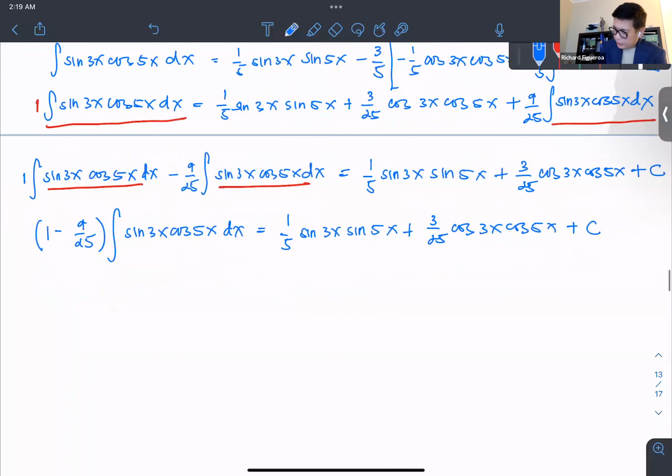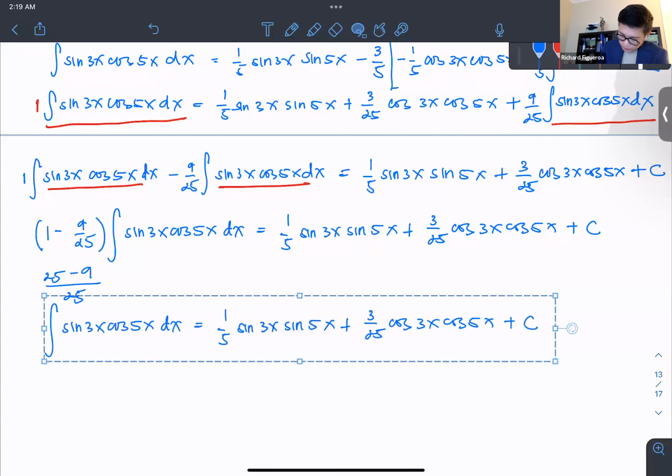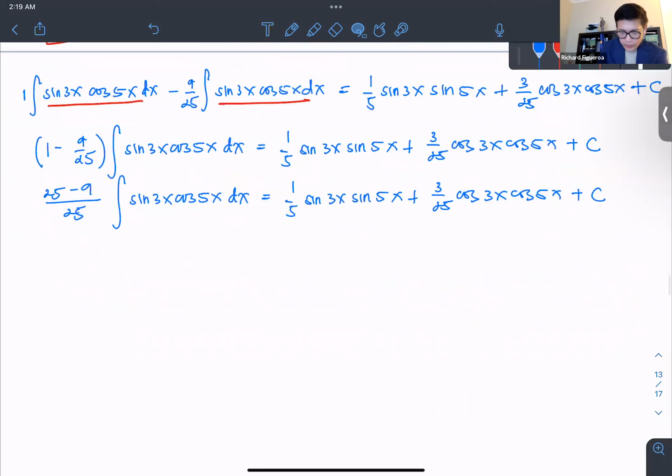So combining the two, the LCD of that is 25. So 25 minus 9. I'll just copy this one. So 25 minus 9, I'll have it as 16. So 16 all over 25.